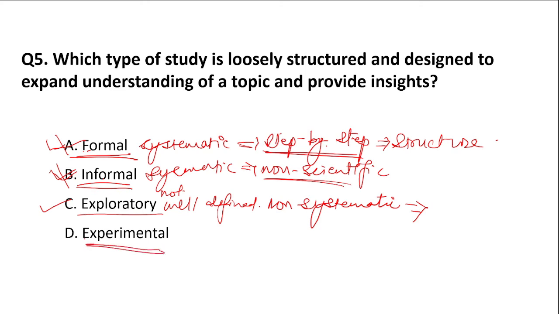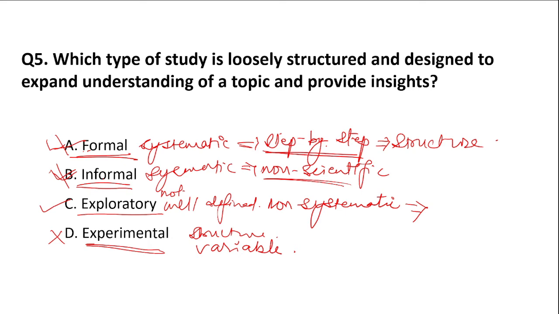Then option D is experimental research. In experimental research, the researcher uses the data and information as it is. Experimental research is a systematic research where researchers follow the structure, but here changes occur in the variables, as we saw in previous questions. That means option D is incorrect. So the correct option is option C, exploratory research.